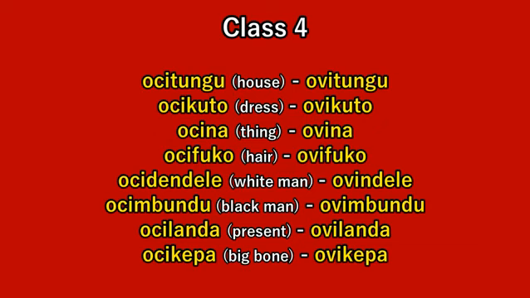Ochikutu is a dress. Ovikuto are dresses. Ochina is a thing. Ovina are things. Ochifuko, hair. Ovifuko, hairs. Ochindele, white man. Ovindele are white men. Ochimbundu is a black man. Ovimbundu are black men. So that's what the name of the language comes from.